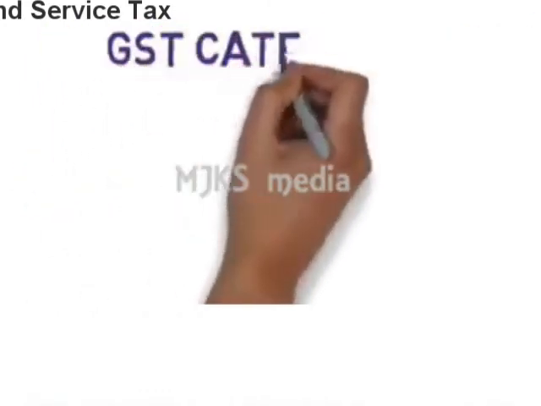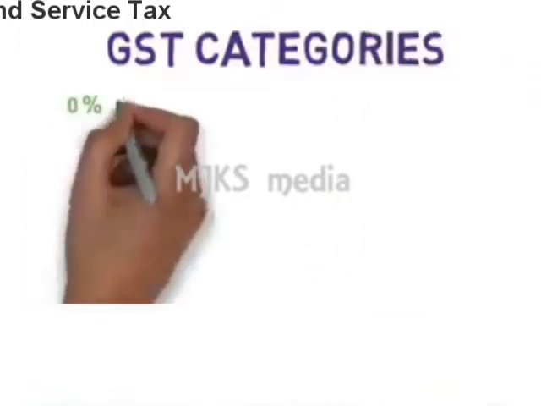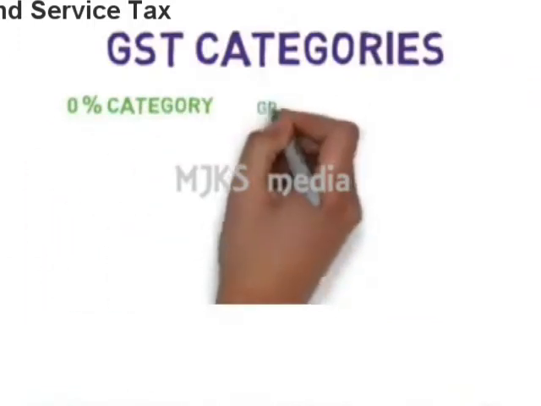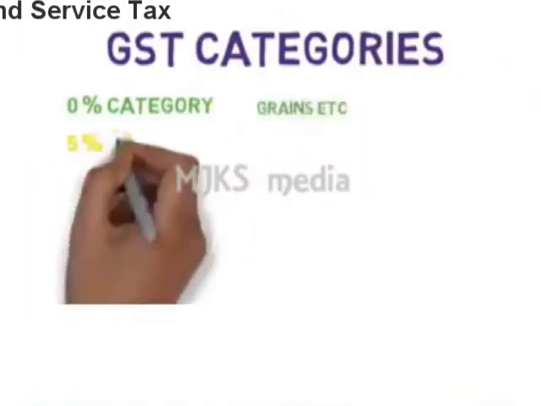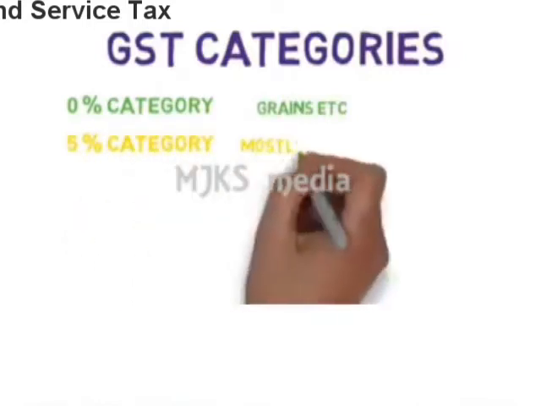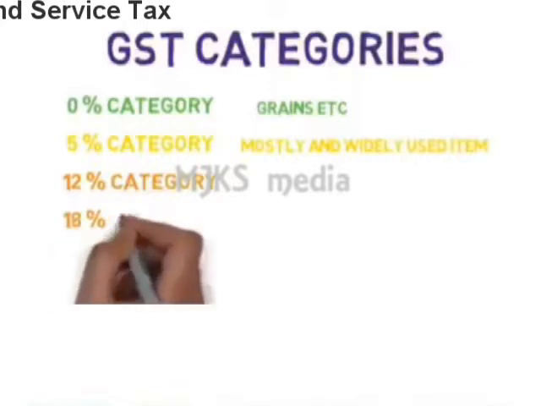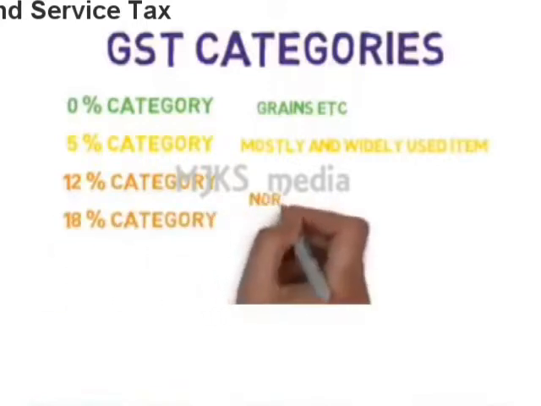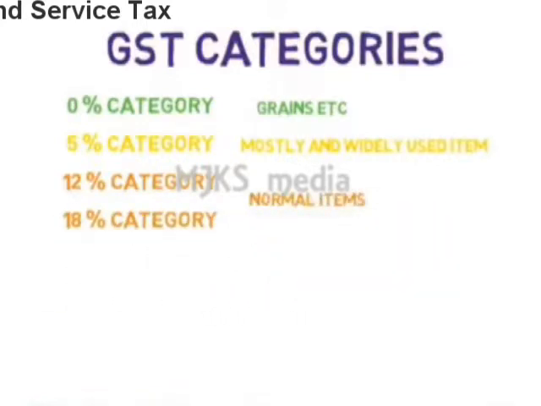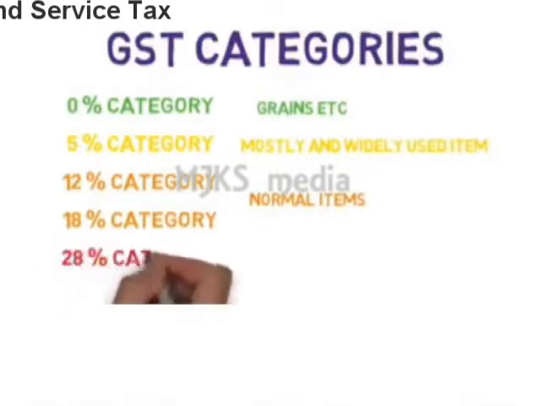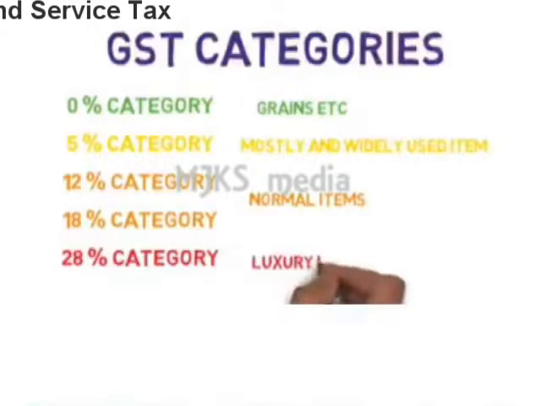We will also have 5 categories in GST in India. The 0% category will apply on food grains, etc. The 5% category will apply to mostly and widely used items. The 12% and 18% categories will apply to items which are normally used. The 28% category will apply on luxurious items.